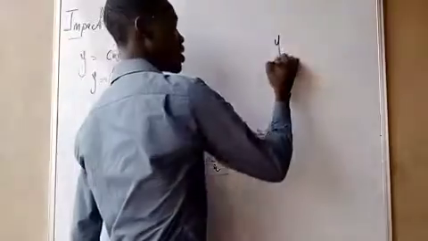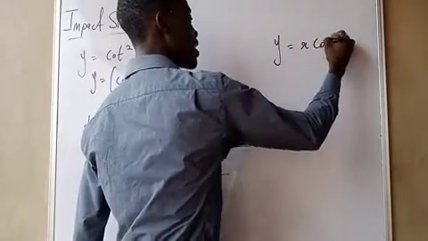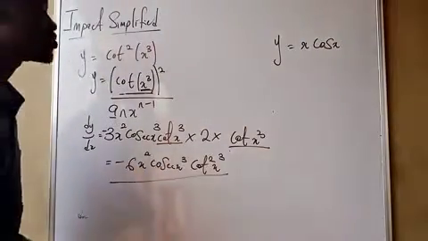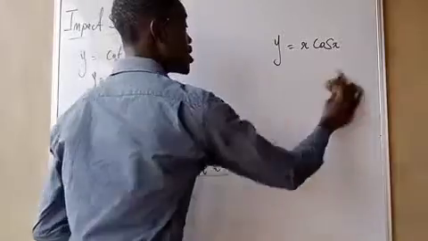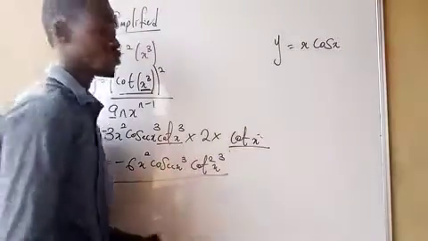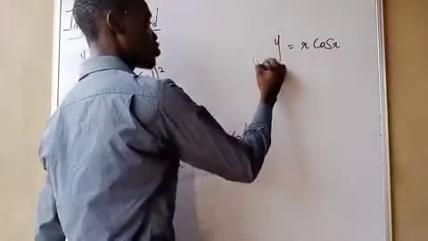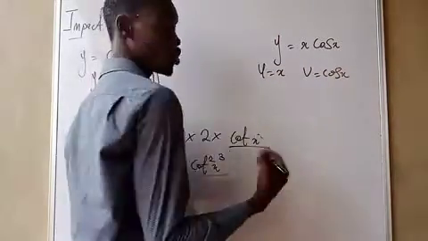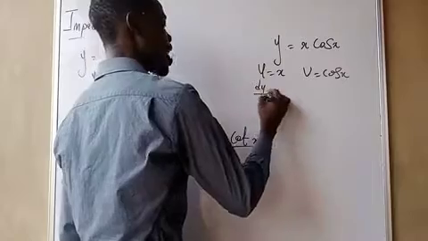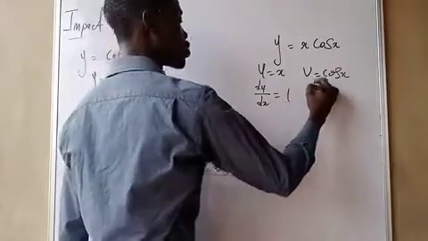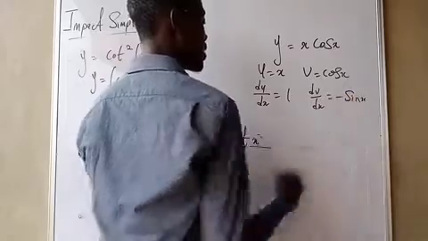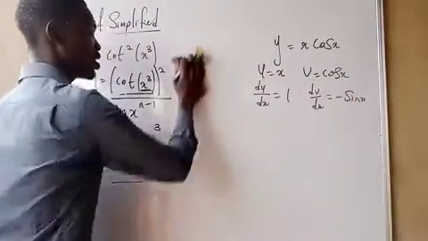Now let's look at this again. We have y is equal to what? x cos x. Now, how can we solve this? This is a mixture of the product rule. That means how can you solve a product rule? Your u is the first function and your v is the second function. Then you differentiate. We have du/dx is equal to 1, and dv/dx will give us minus sin x.